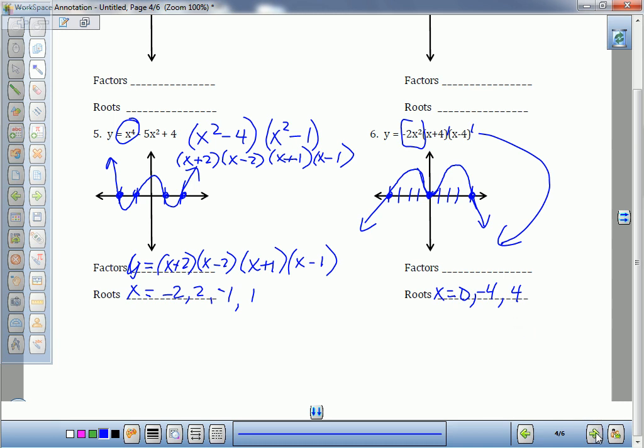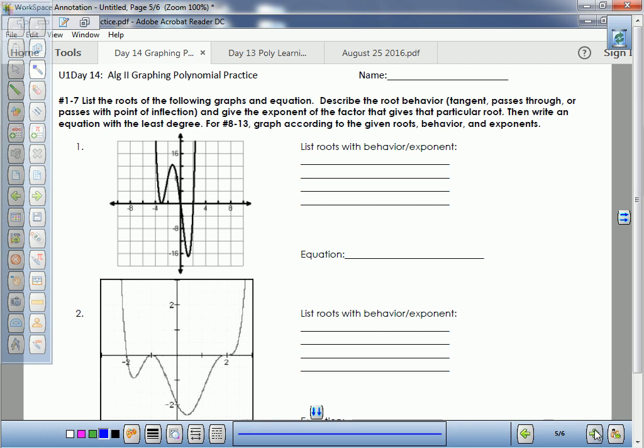Okay, let's flip to the back of that second page now. And we're going to do a couple of these together. And then your assignment is to finish the rest on your own. All right. The directions say to list the roots of the following graphs and the equation. Describe the root behavior, okay? So we're looking for tangent, passes through, or passes with a point of inflection. And then we're going to give the exponent for each of the factors and then write the equation.